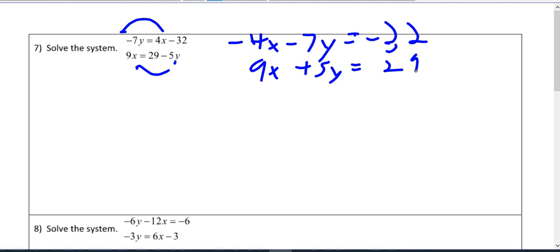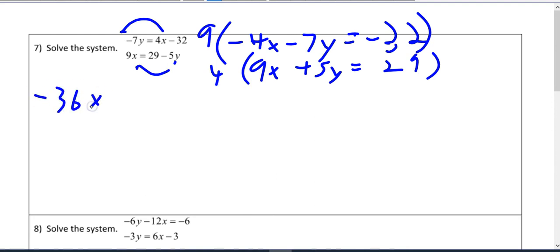Now, my x's would be 36 and negative 36, or my y's would be 35 and negative 35. Doesn't really matter. I have a positive and negative on each. So, you choose. I'm going to cancel the x's this time. 9 and 4. Okay? So that's going to give me negative 36x minus 63y equals 9 times 2 is 18. 9 times 3 is 27, 28.